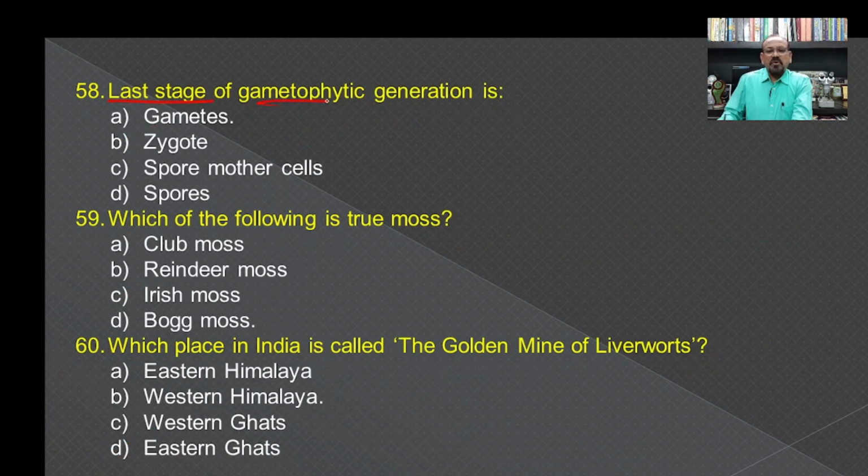The last stage of gametophytic generation is, so if you see the gametophytic plant body producing the Antheridia, then Archegonia, then Antheridia male gamete, Archegonia female gamete, forming the gametes by both, that is the male gamete, female gamete, and then formation of the zygote after their fusion. So here the gametes will be the last stage of the gametophytic generation, and hence A will be the correct answer for this question.